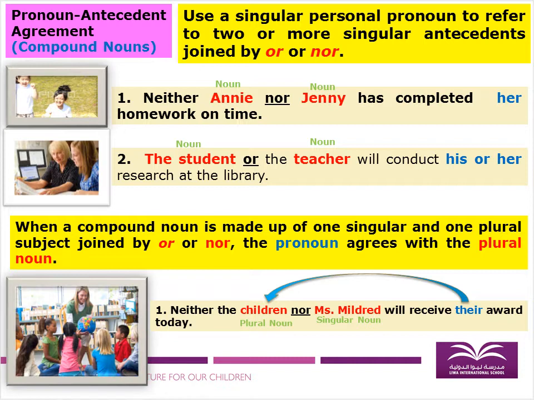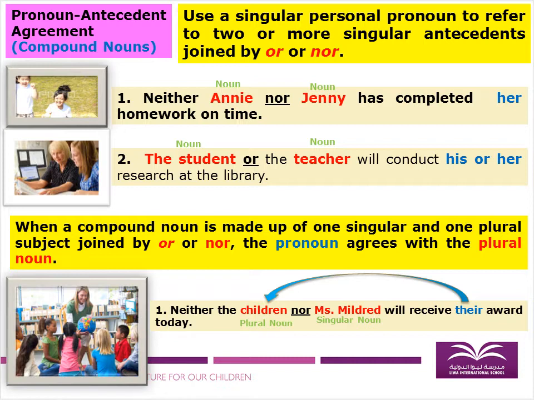Number 2. The student or the teacher will conduct his or her research at the library. Our antecedents, we have the student and also the teacher. Now we have or between them, so we will just choose one. Now the problem is we do not know the gender of the teacher and also the student. So if we do not know the gender, we will use his or her. That's why our pronoun here is his or her.